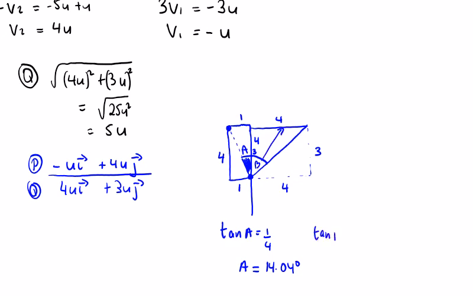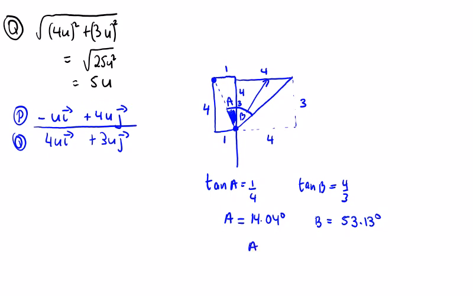In this one, angle B, opposite is 4 and adjacent is 3. So the tan of B is equal to 4 over 3. So B is equal to the inverse tan of 4 over 3. That's that really common angle, 53.13 degrees. So A plus B is the angle between them. What's that going to give? 67.17 degrees.